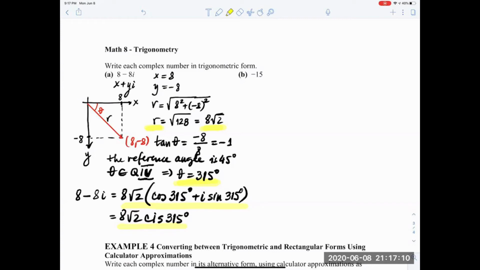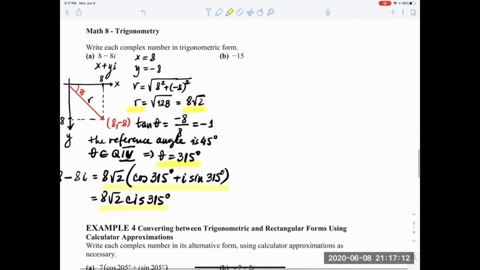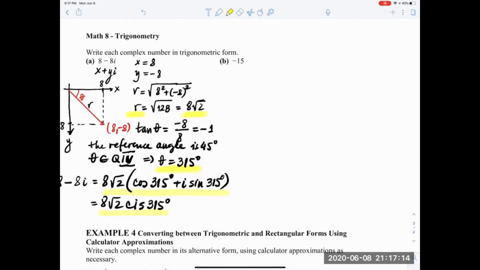So pretty straightforward. Pay attention to your steps and pay attention to your algebra. Now you're dealing with negative 15. Negative 15 is nothing else but essentially a real number, right? And any real number can be written as a complex number if you make that b or y equal to 0. So this can be x, which is negative 15, plus 0i. Same thing, right? Multiplication with 0 is 0.